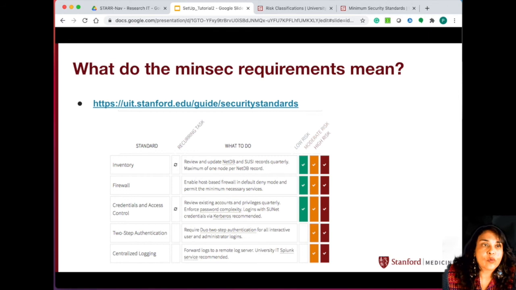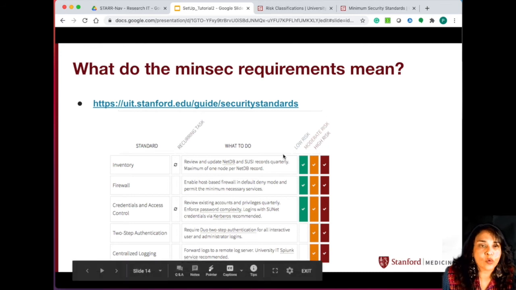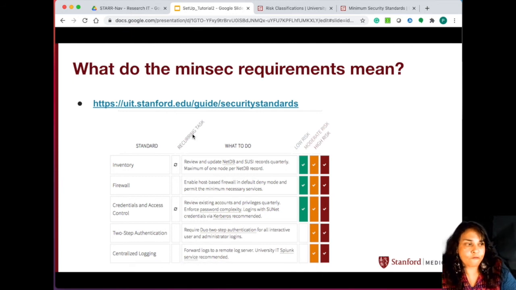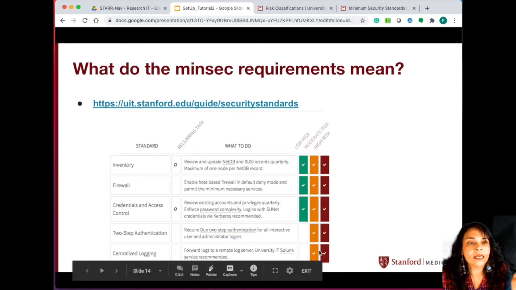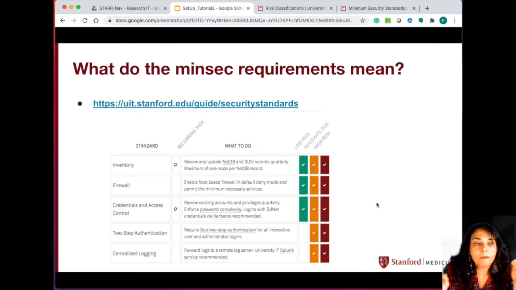I already went over some of this. This is what the MinSec requirements mean here at Stanford. Depending on whether it's low risk data, moderate risk data, or high risk data, the amount of checks in place just go on increasing. For example, as I mentioned before, to access Star OMOP data, you will always have to do the two-step authentication. You will have to be on full VPN, and so on.